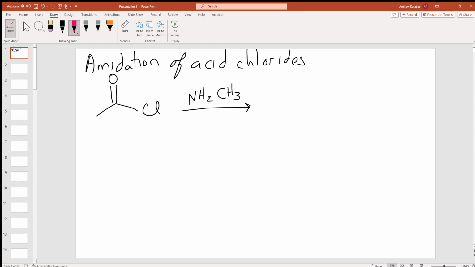Now, one thing we want to keep in mind is that in this reaction, we almost always need two full equivalents of the amine that we're going to use. And as we get through the mechanism, we'll explain the reason for that. But as a result, we get a very typical nucleophilic acyl substitution reaction that forms this new carbon-nitrogen bond.